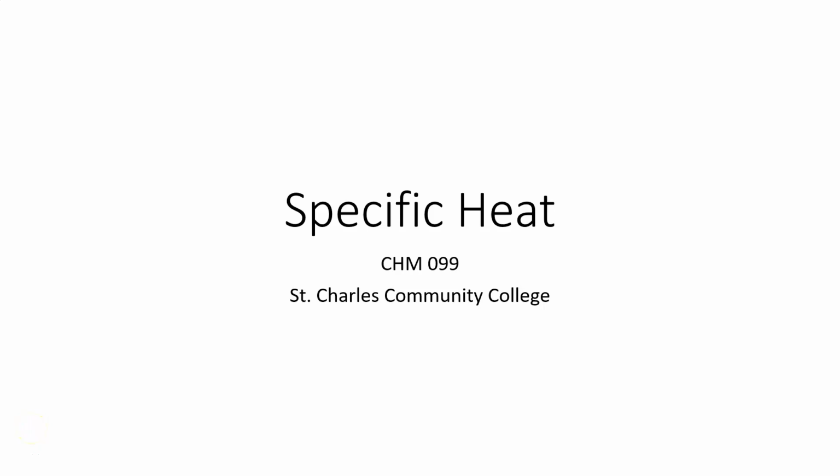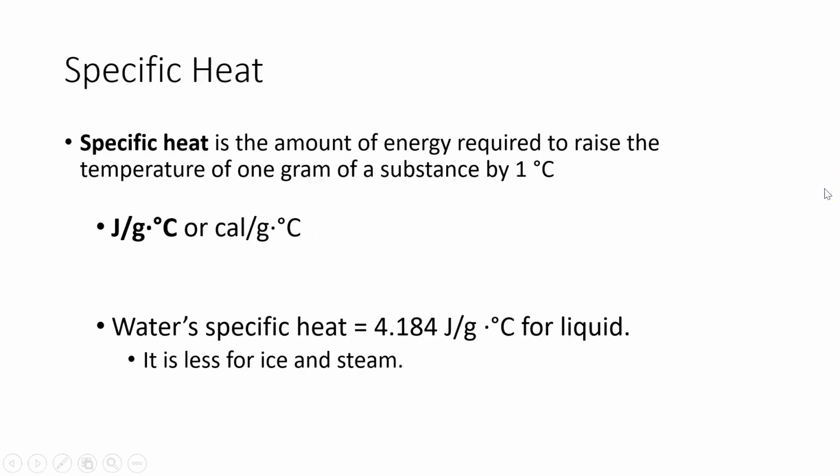This video is going to be doing a quick overview of specific heat and going through some example calculations involving specific heat for the Chem 099 course at St. Charles Community College. So, specific heat is a physical property that every substance has that measures the amount of energy it takes to take 1 gram of that substance and raise its temperature by 1 degree Celsius.